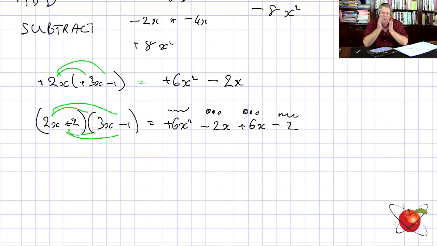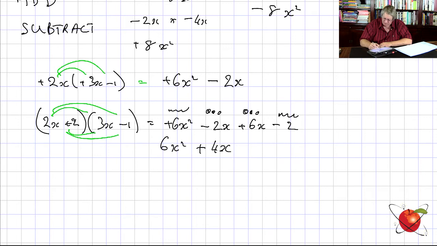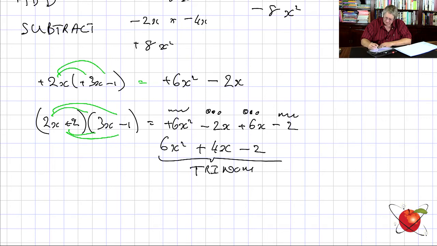We're looking for time. So here, by doing that, we're very quickly identifying that we have 6x squared is 6 apples. Minus 2 oranges plus 6 oranges is plus 4 oranges, minus 2. And just for the record, that is a trinomial.